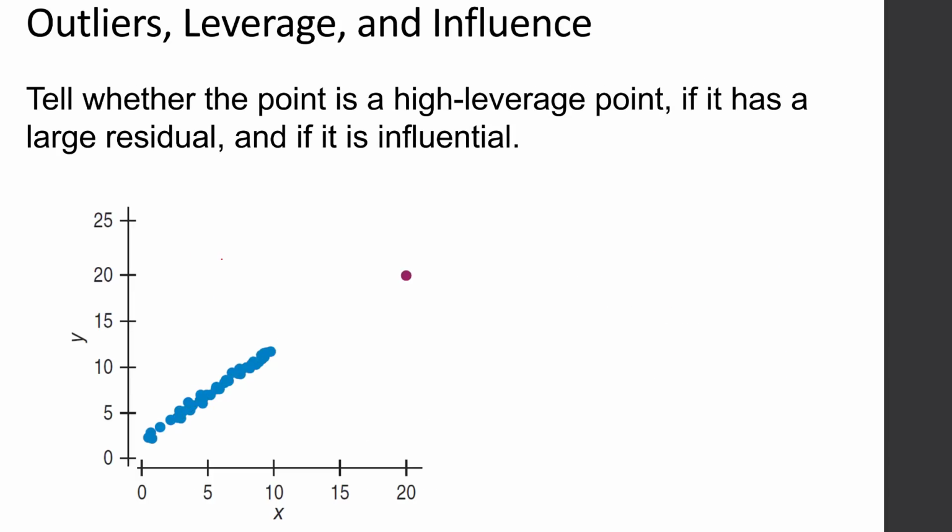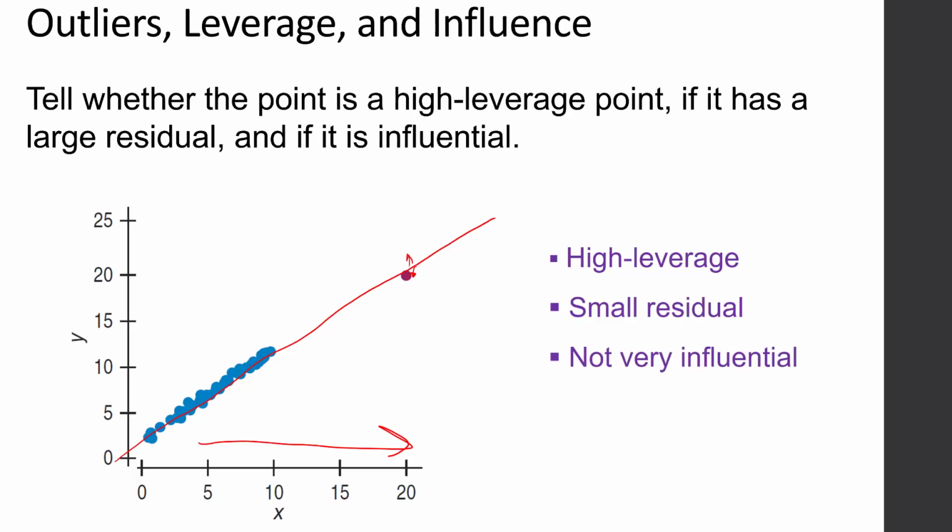All right, how about this one? So first of all, does it have high leverage? Is it far away from the rest of the points in the x direction? Yes, it is. So I'm going to say this one has high leverage. Does it have a large residual? The line is probably going to be right here. It's not particularly far away in the y direction, up or down. It's pretty close, so I'm going to say it does not have a large residual. And if I removed it, I think that my model would be the same, so it's not going to be influential. So this one has high leverage, a small residual, and it's not very influential.